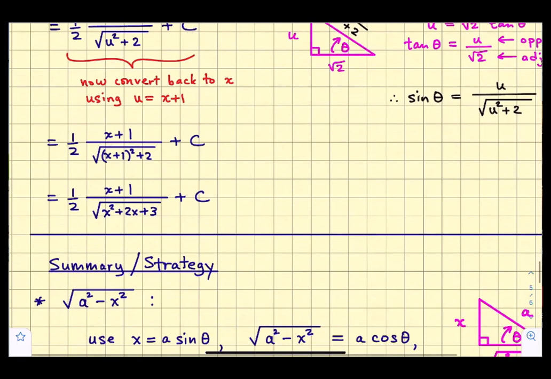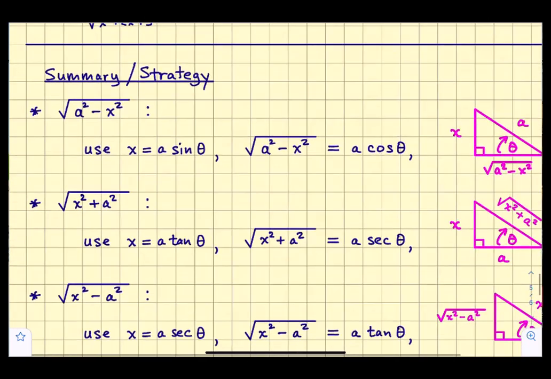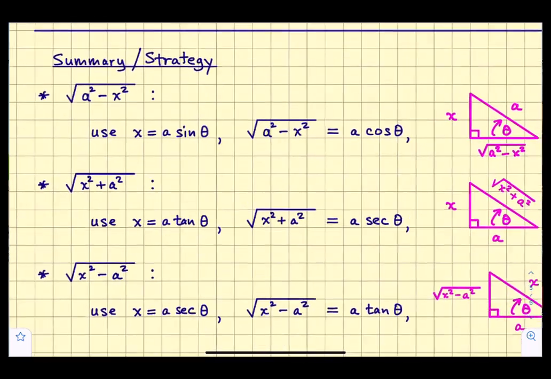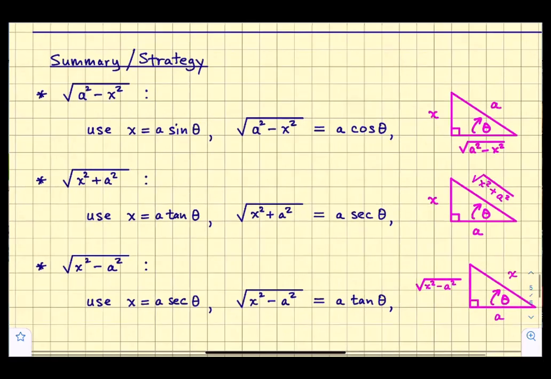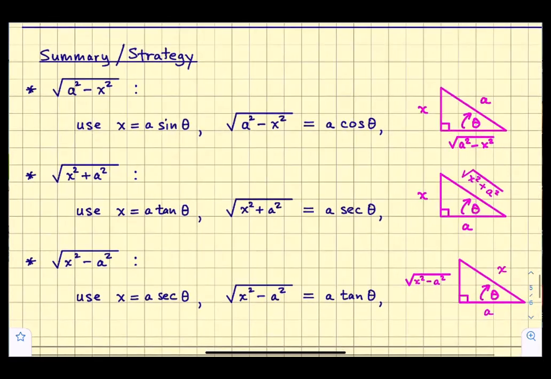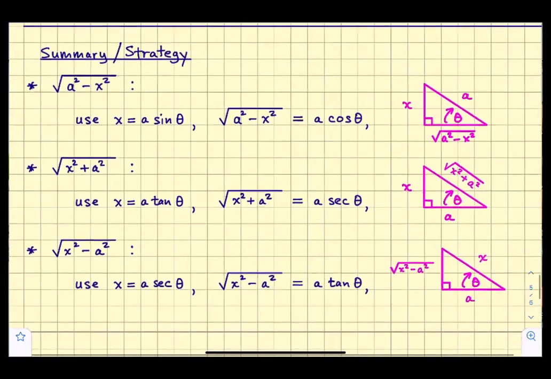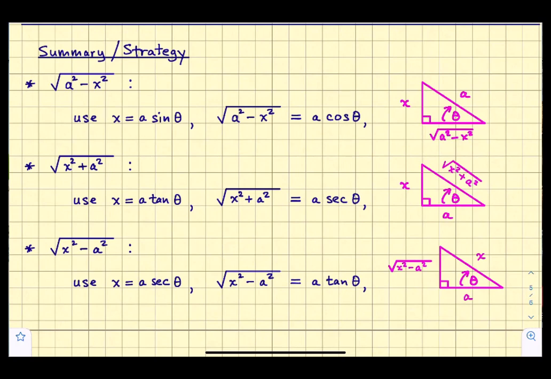Okay? So to summarize, a nice summary strategy of how to attack these problems, because you don't want to be just mechanically going through the motions. You want to be able to think through what are the relevant pieces in each one of the problems that you face. Really, there's 3 major patterns or templates that you're looking for. When you see the square root of an a squared minus an x squared, you always want to use the substitution, x equals a sine theta. Along the way, you're going to need to compute this quantity.